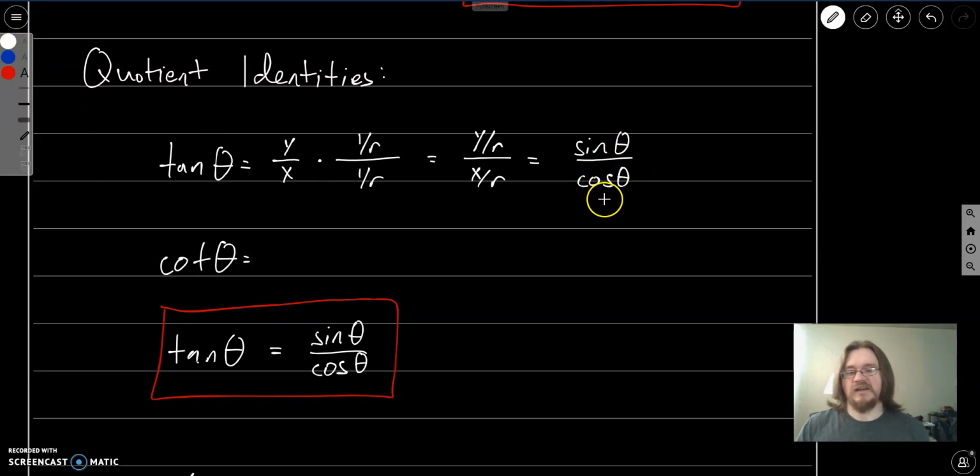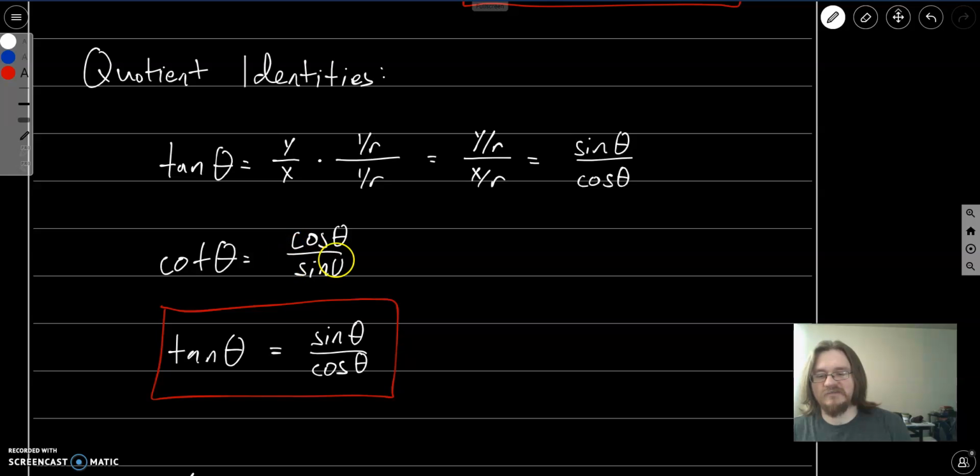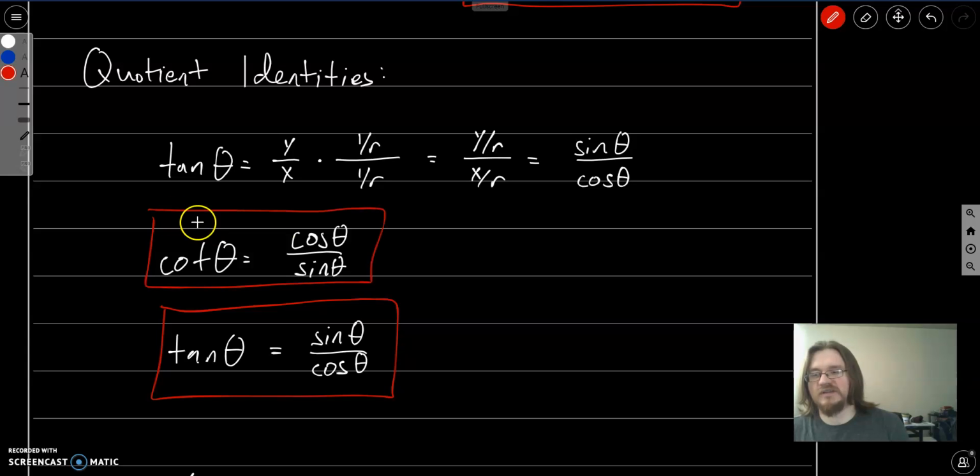Quotient because we're dividing two things. And then the cotangent, again, is just the tangent flipped over. It's just the reciprocal. So if the tangent is sine divided by cosine, the cotangent is the cosine divided by sine. So here are our two quotient identities. And what I think I'll do is I'll stop here, and there's one more set of identities that we'll do in the next video, and then we'll do lots of examples using our identities.